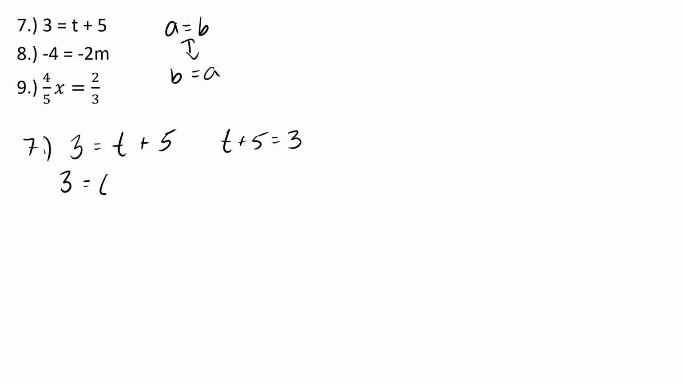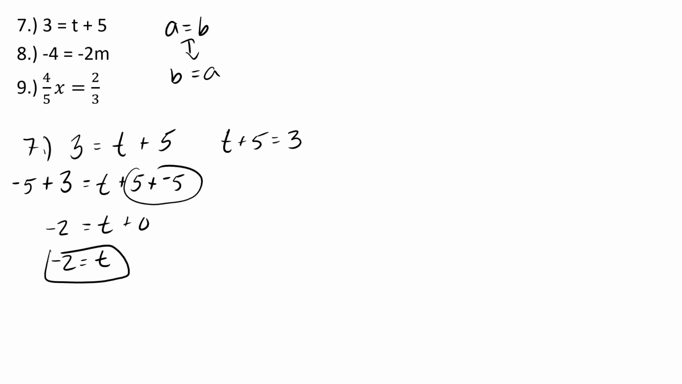This is adding. So to get rid of the adding, we will add the opposite. We'll add the negative 5, which means I also have to add negative 5 on the left. So we have 5 plus negative 5 there, which is 0. Negative 5 plus 3 on the left is negative 2. And so negative 2 is equal to t. And some people will leave it like that. Some people will switch it around to say t is equal to negative 2 when they're done. Negative 2, or you can do it this way.